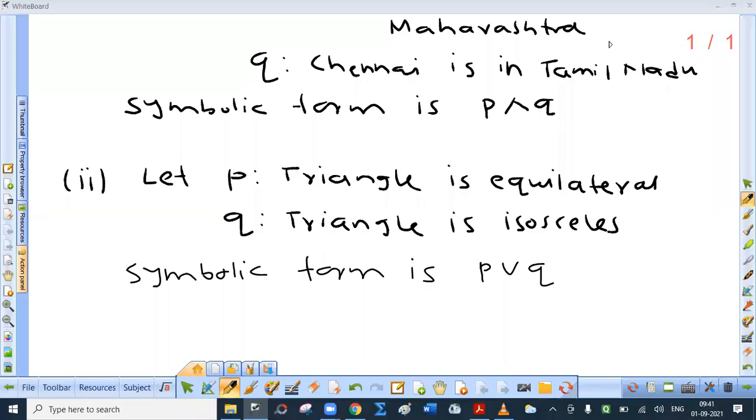Second: triangle is equilateral or isosceles. Let P be the statement that triangle is equilateral. Q be the statement that triangle is isosceles. So the symbolic form of the given statement is P or Q. Right?